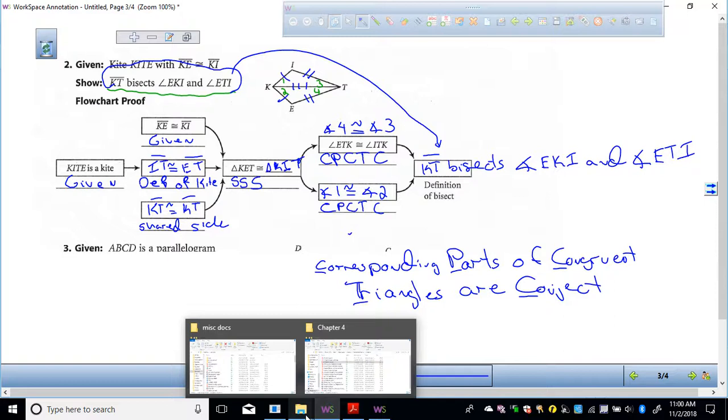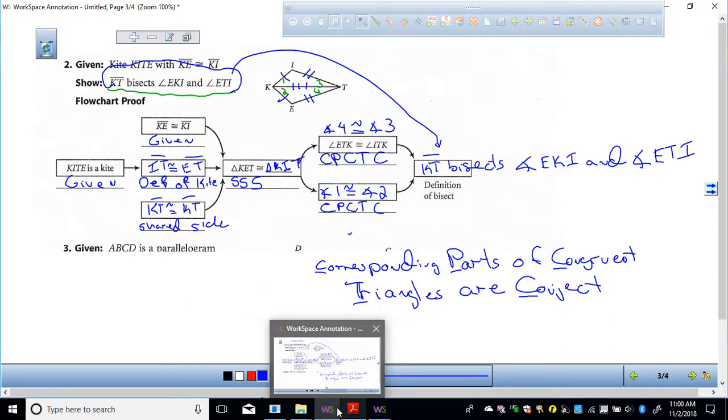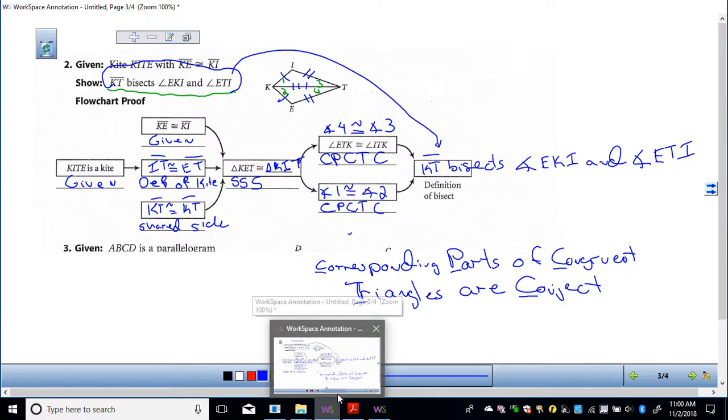Can you choose which one you do? Not for this assignment, but on a test you can choose. Okay, but you have to have all the parts there.